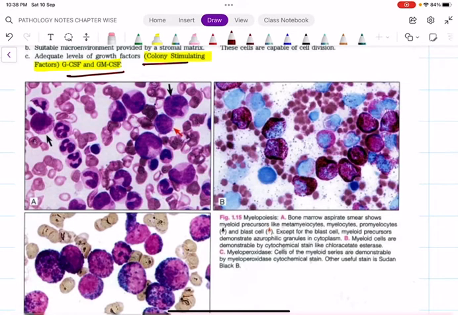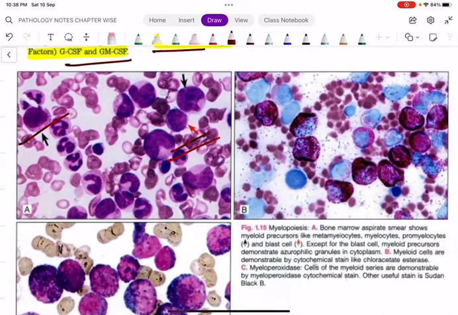This is the bone marrow aspirate of myelopoiesis. You can see the various stages. This red arrow is the blast cell, and this black arrow is the promyelocyte. You can see that except in the blast cells, some granules are present. These are called acidophilic granules. Remember, acidophilic granules are completely absent in myeloblast.